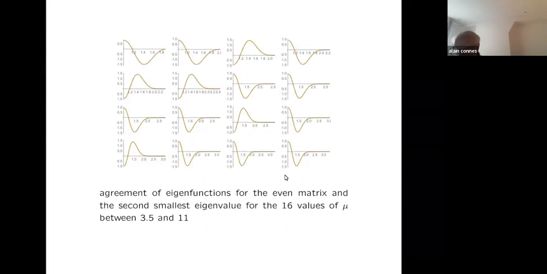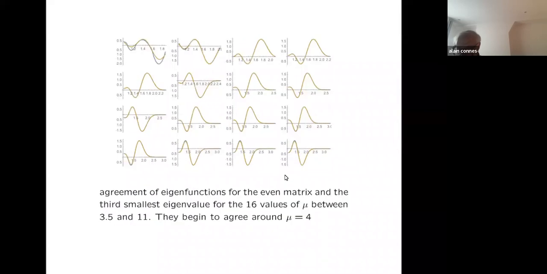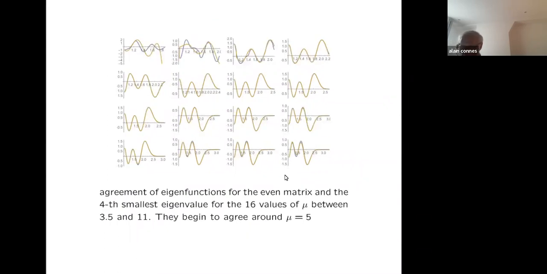So we keep going and we try then to compare more eigenfunctions. Here I look at the second smallest eigenvalue for the 16 values. And they still fit. But of course, if you go to higher and higher eigenvalues, like the third smallest eigenvalue, then there begins to be some disagreement, which is perfectly normal, because the agreement should only be for mu large enough. They begin to agree around mu equals 4. Here you can see that you have strong disagreement for the first values, but after a while, it begins to agree.